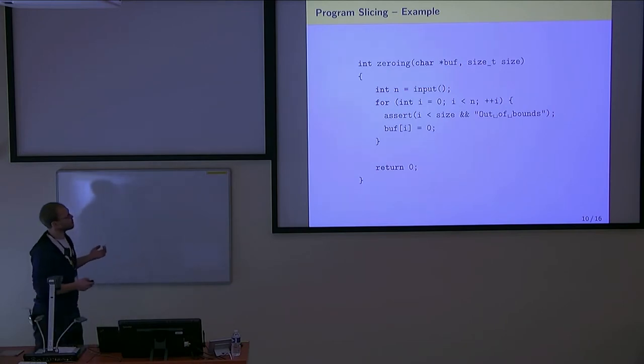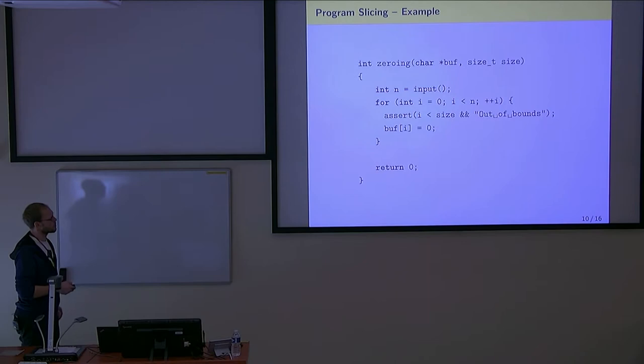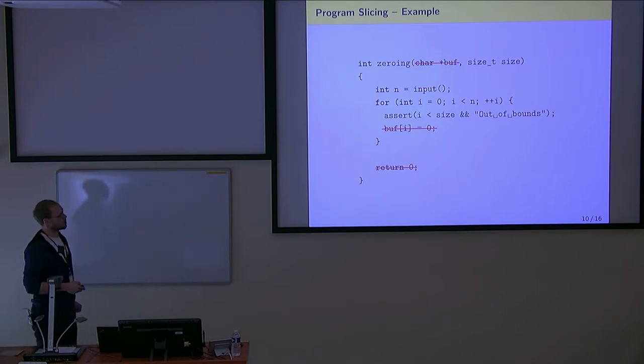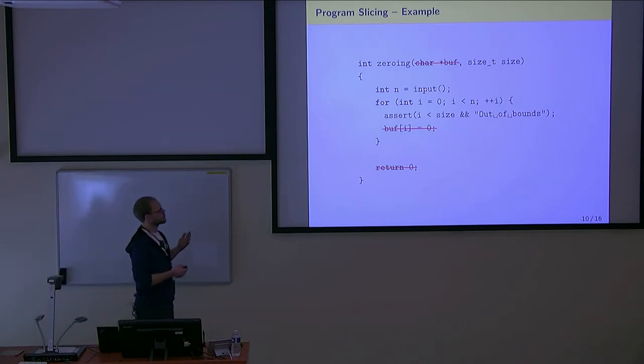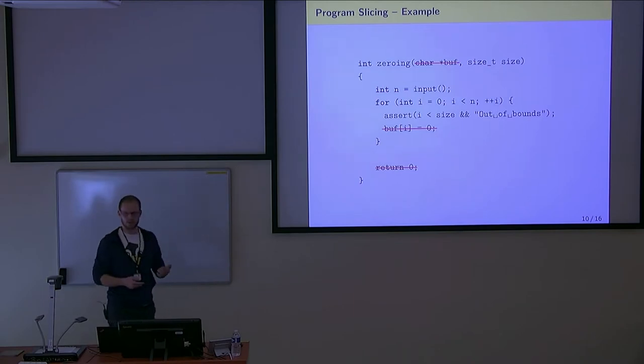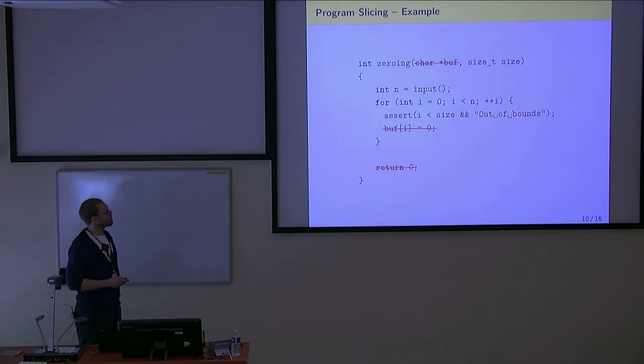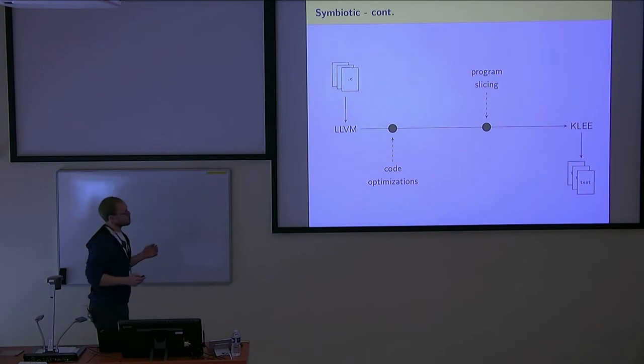Just a small example. This is also some short code where we have some cycle that zeroes the buffer, and if you are interested only in this assertion that checks that there is no out of bound error, then we can remove the buffer completely. And when we have the dependencies in the code computed, we can do it automatically. Okay, we removed basically one, two instructions, but the main point is that, for example, this instruction is an access to memory and it is in a cycle, so it can have quite a good effect to remove this instruction. And of course, when you have a bigger program, you can remove more. Okay, so this is program slicing.